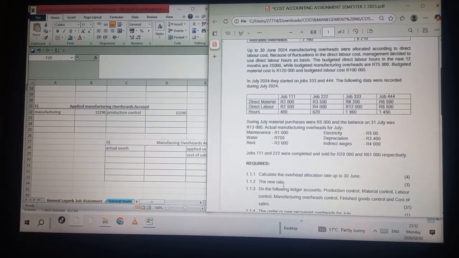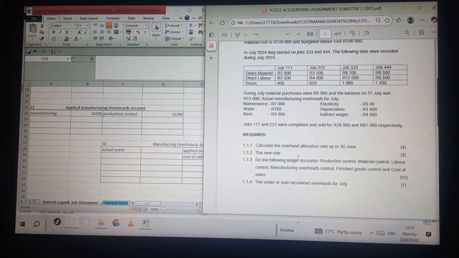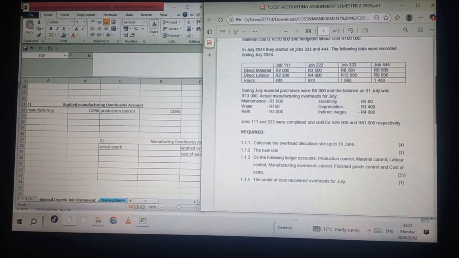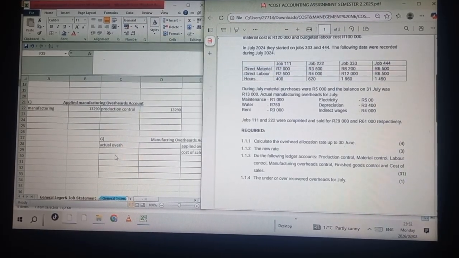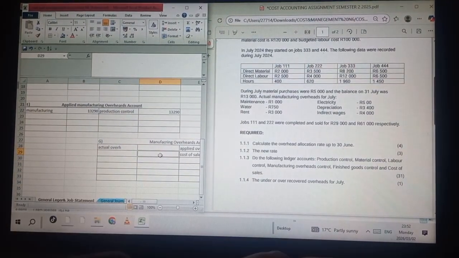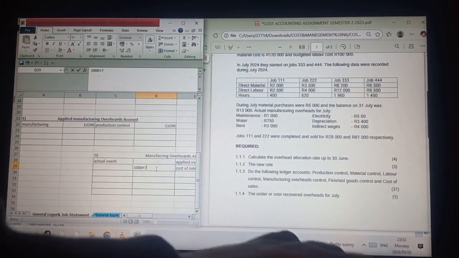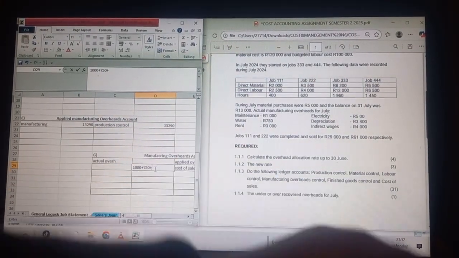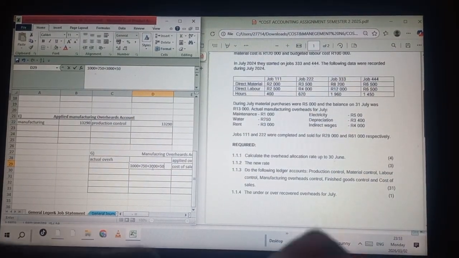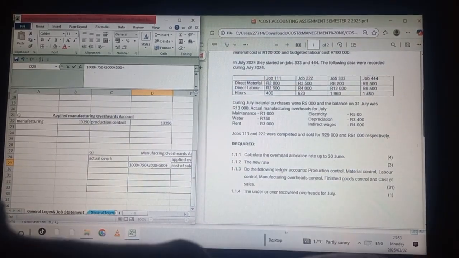Sometimes, guys, they write it as actual overheads, you just take it. But in this case, they tell us actual manufacturing overheads for July. Maintenance, you need to record maintenance here, just to save time. Maintenance is 1,000 rand. Then you write underneath water 750, and then rent 3,000. Electricity 500, sorry. Depreciation 3,400.